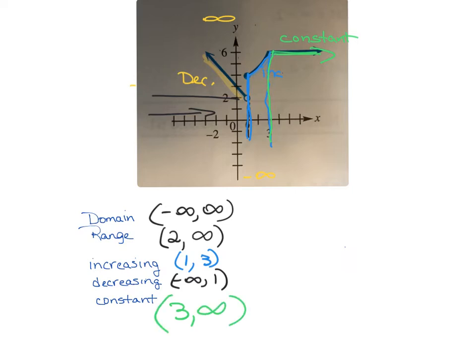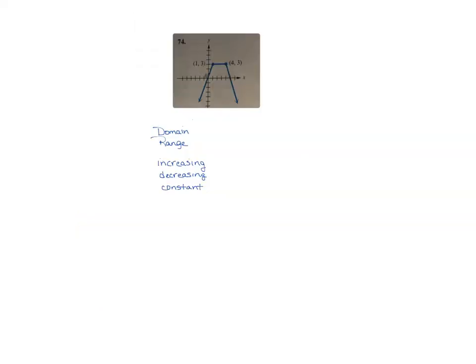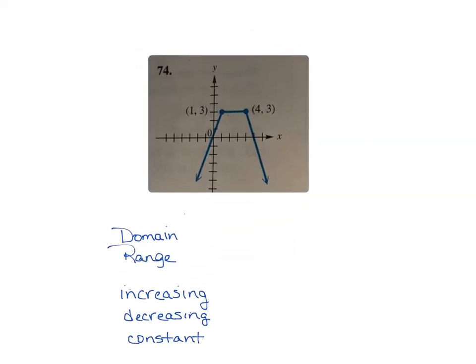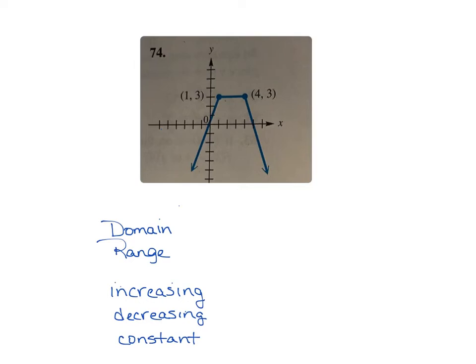Always parentheses around decreasing, increasing, constant. Next example is from the homework. It's an even question. So again, let's look for our domain.